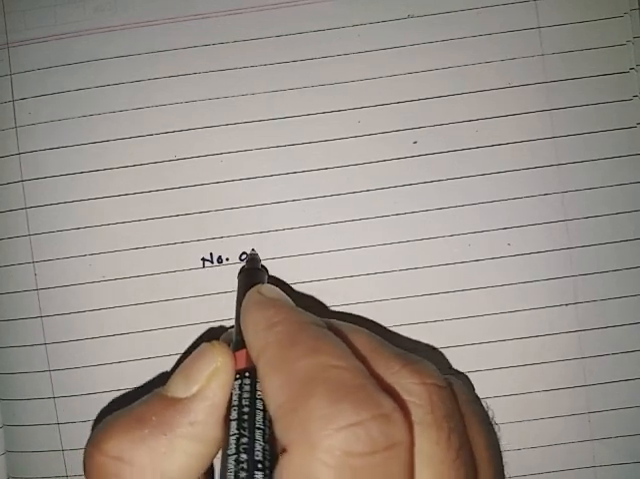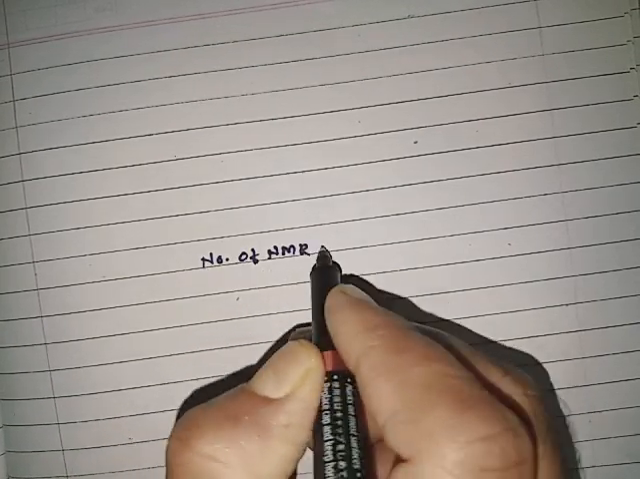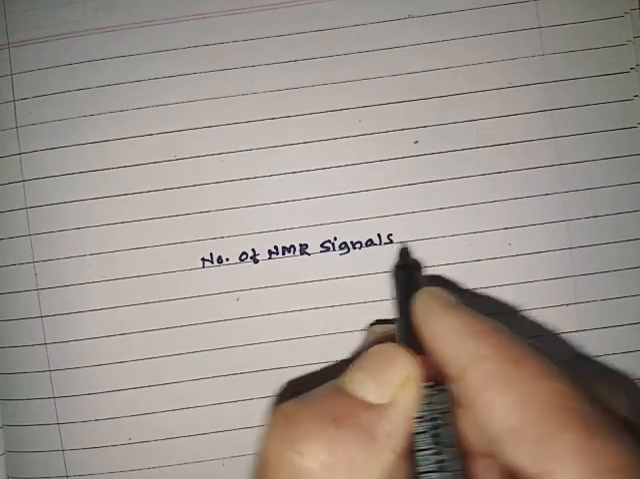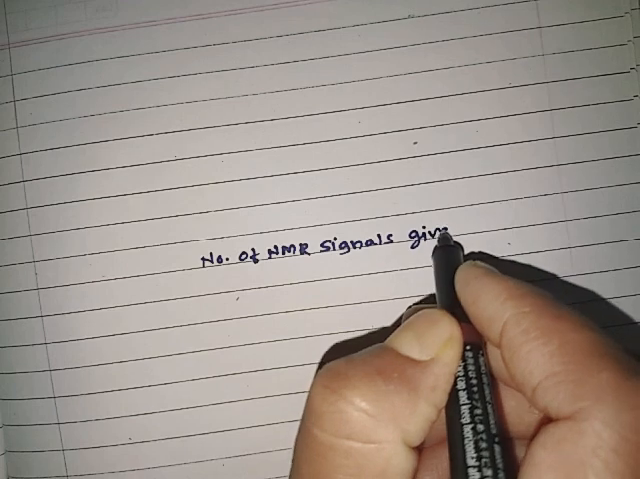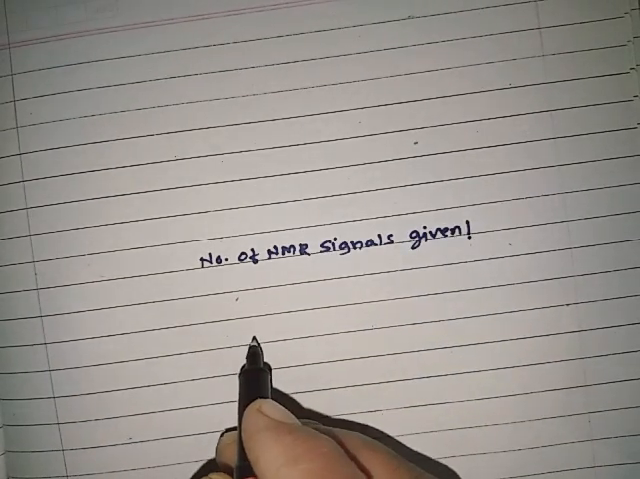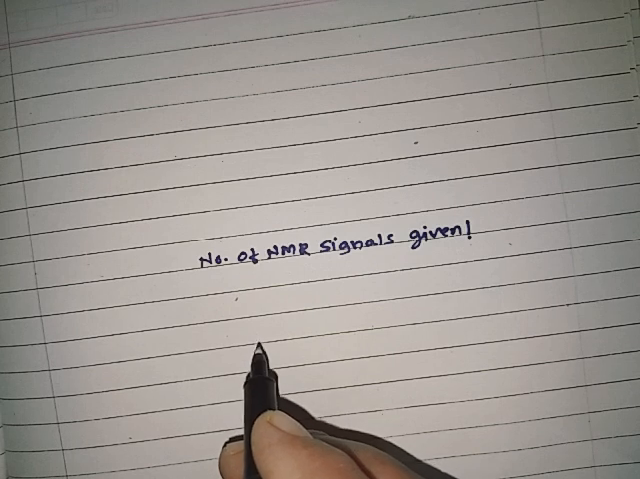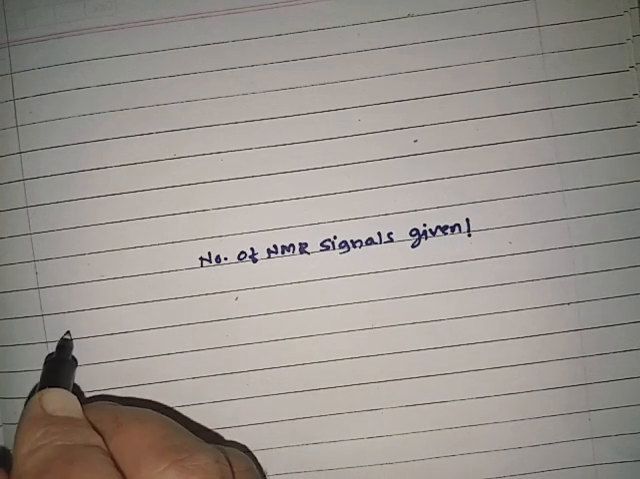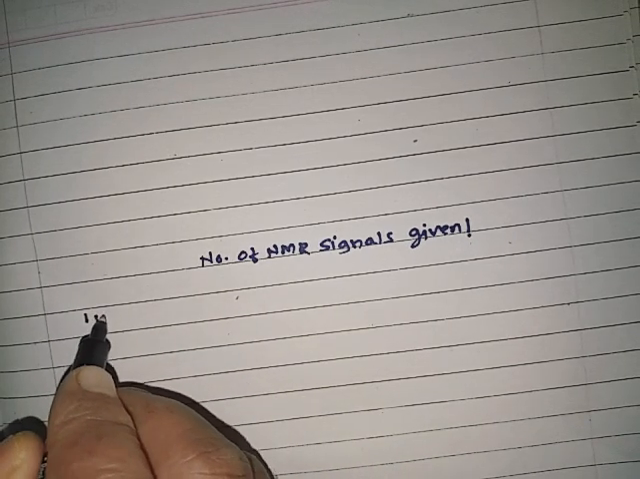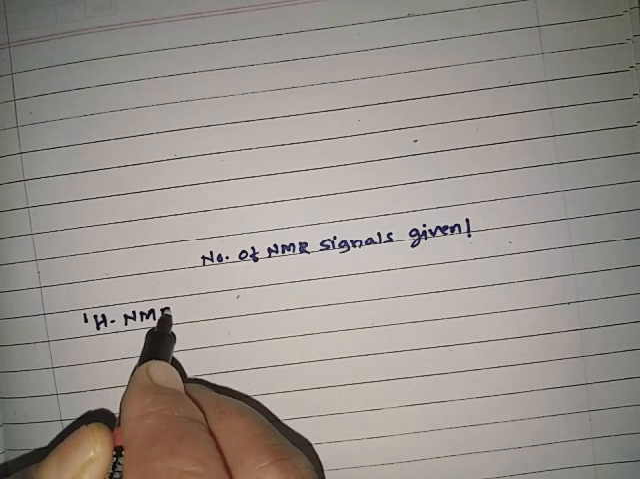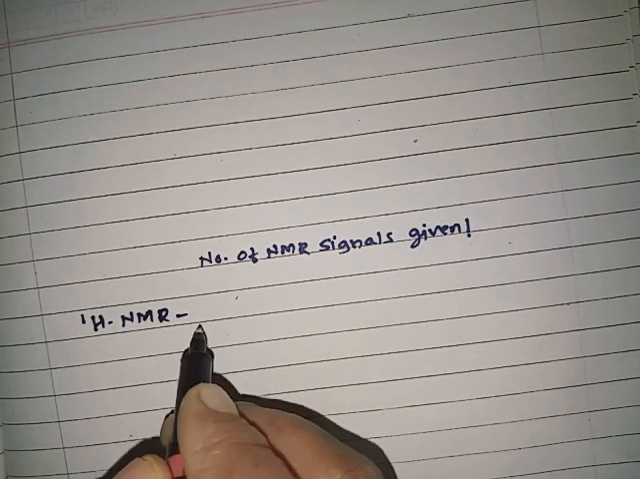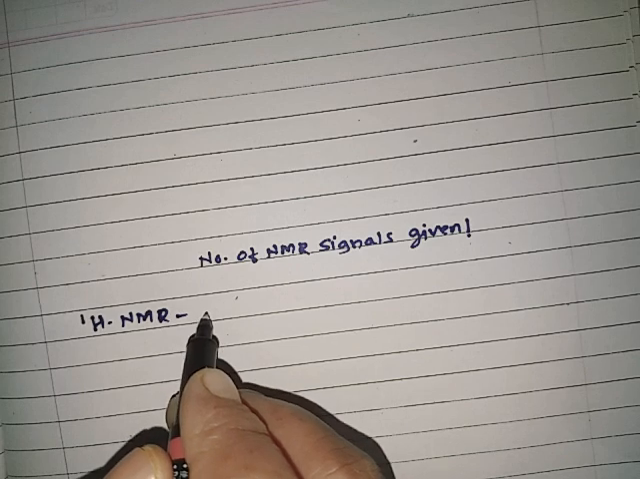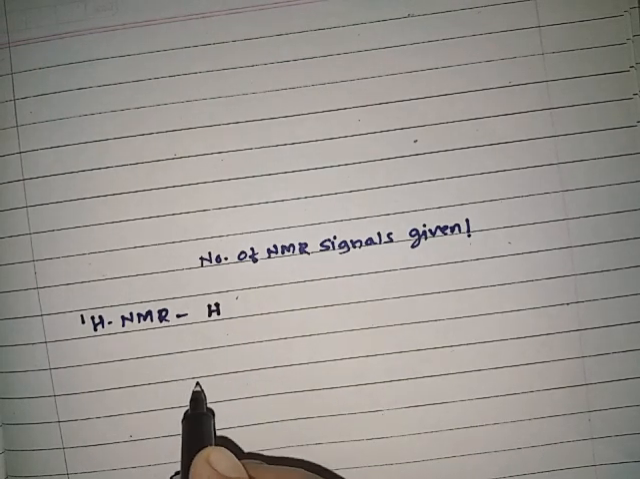Hello dear students, today we are going to discuss how to calculate the number of NMR signals when the structure is given. Okay, so while studying NMR spectroscopy, there are different techniques of NMR spectroscopy, but here we are talking about 1H NMR spectroscopy. In this spectroscopy, we calculate the number of protons, that is H.